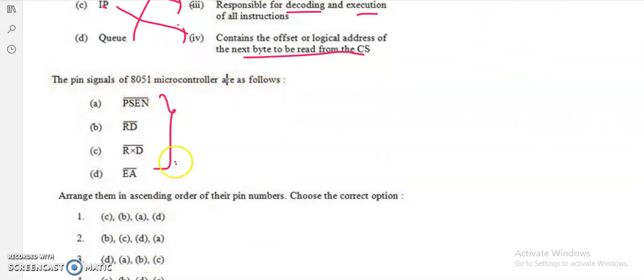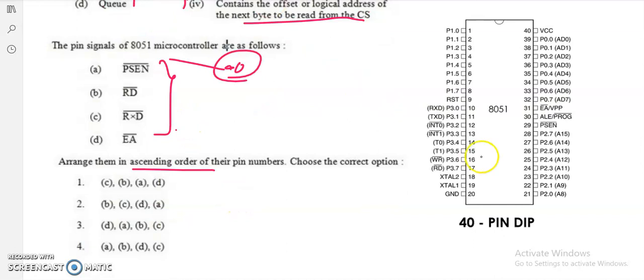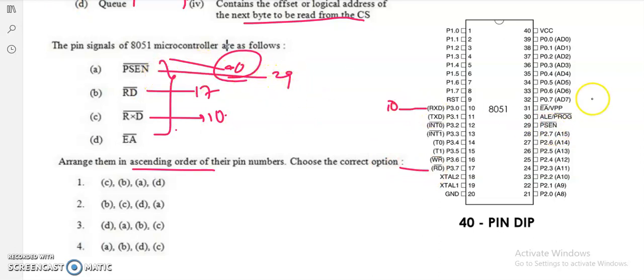Now, the pin signals of the 8051 microcontroller are as follows. Here different pin signals are given. Generally, the 8051 has 40 pins. In the given options, they asked us to arrange them in ascending order of pin numbers. In the pin diagram of the 8051 microcontroller, RxD is the 10th pin, RD is the 17th pin, PSEN is the 29th pin, and EA is the 31st pin.